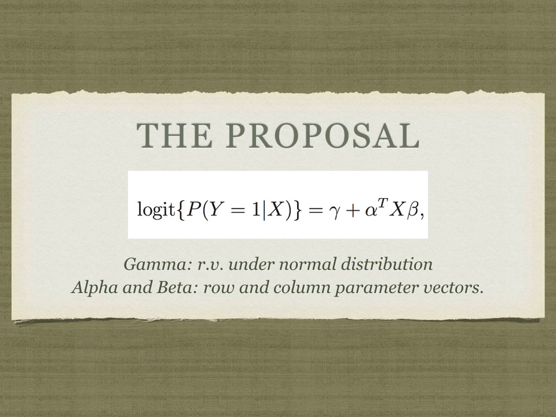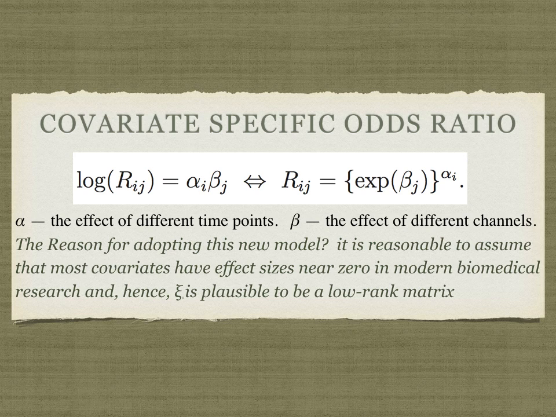In particular, they try to estimate the covariate-specific odds ratio, where log of R_ij equals alpha_i times beta_j, where alpha_i and beta_j are the indexed parameters that we saw on the last slides. Alpha represents the effect of different time points, and beta shows the effect of different channels.